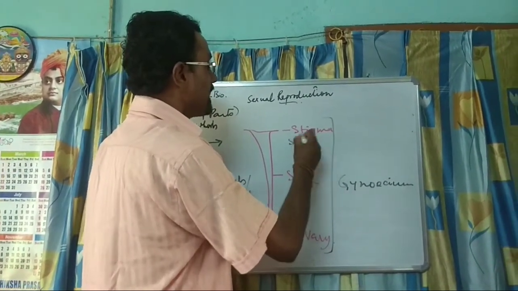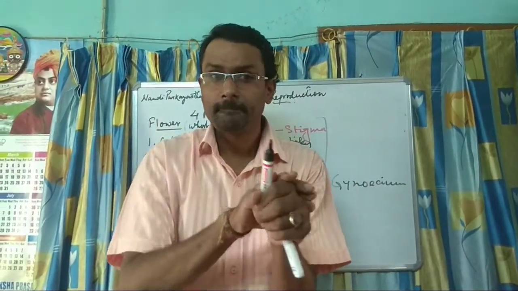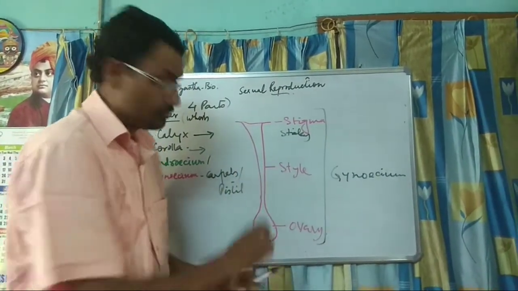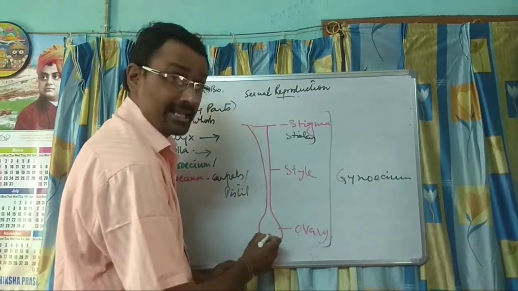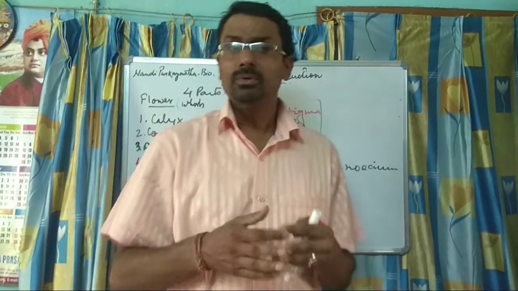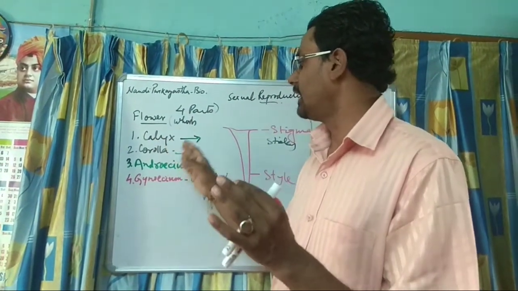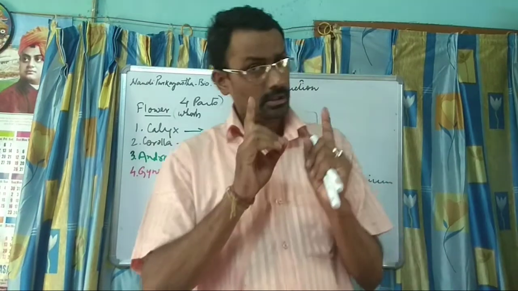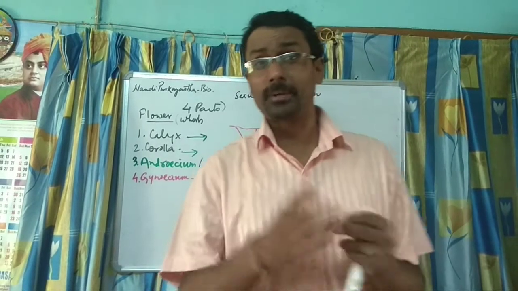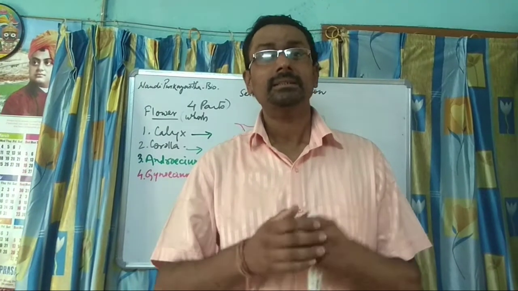Stigma is sticky, S-T-I-C-K-Y, to hold the pollen grain when it falls on it. Style is a hollow tube through which the pollen tube moves. And the ovary contains the egg. These are the parts related to the different functions and processes which take place in sexual reproduction. Remember one thing, the accessory parts are also helping in the process of reproduction. Thank you. We'll be going more in the coming class.